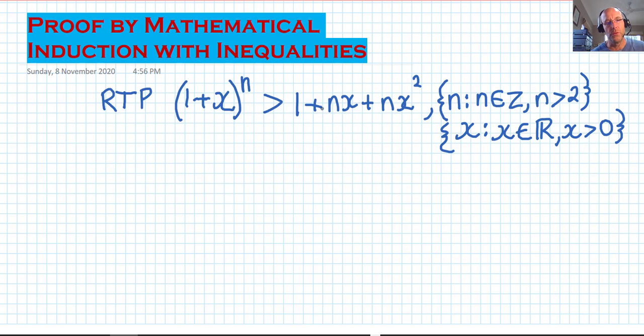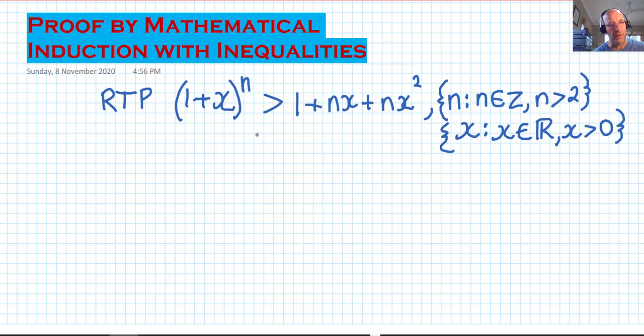Folks, we're going to learn how to do proof by mathematical induction that involves inequalities. So we've got an example here. We're required to prove (1 + x)^n is greater than 1 + nx + nx², where n is an integer greater than 2 and x has all real values greater than 0.